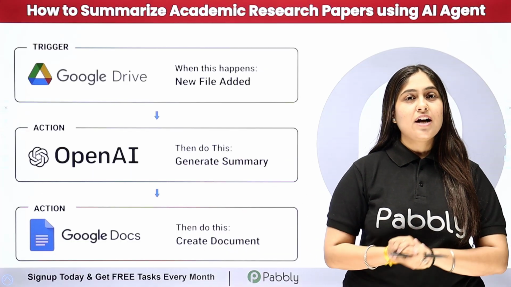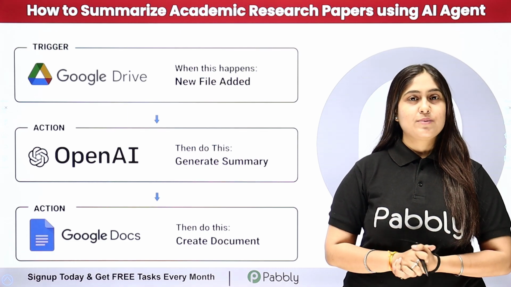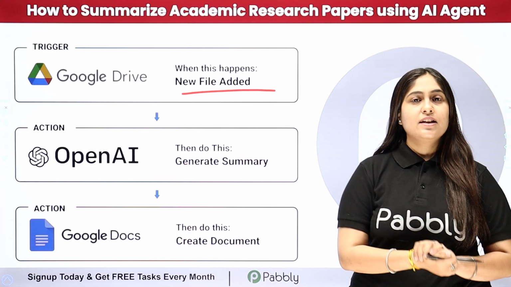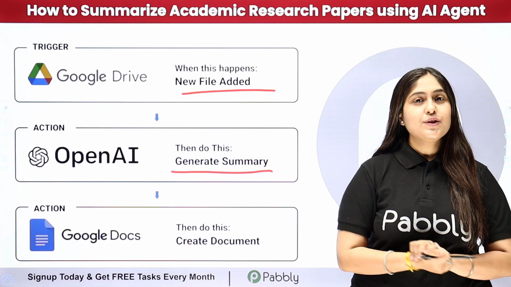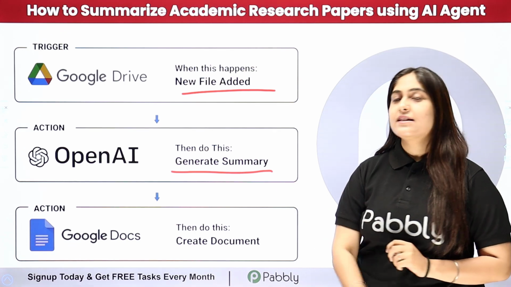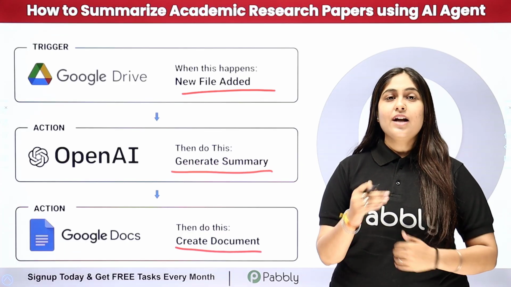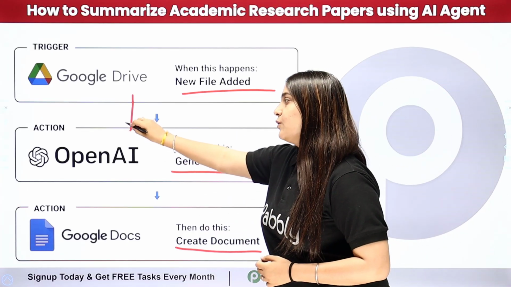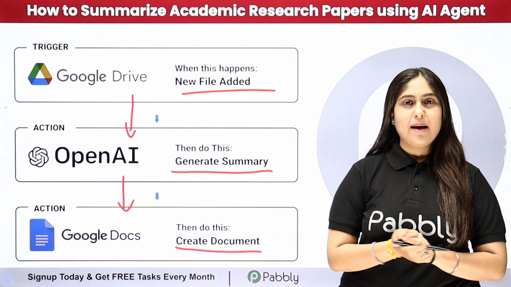So as a researcher, I go through a lot of research papers almost daily. So now here my objective is that when I'm going to upload a new research file in my Google Drive, then automatically OpenAI should read the file and generate the summary, and after generating the summary, automatically that summary should be created as a new document in my Google Docs account. So now here to automate the entire process, I need to connect my Google Drive with OpenAI and Google Docs using an automation software named as Pabbly Connect.